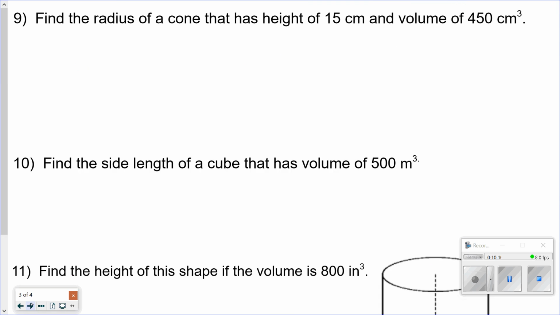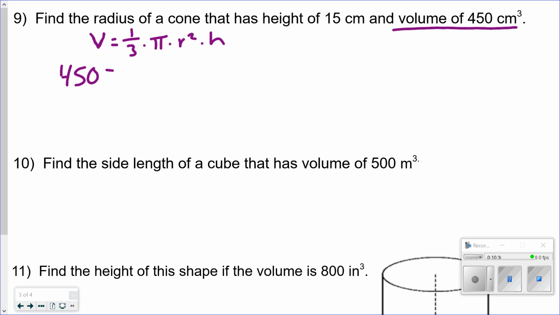Number 9, find the radius of a cone that has a height of 15 centimeters and a volume of 450 centimeters cubed. So here's our volume equation for a cone. Let's plug in what we know. We know the volume of our cone is 450, so 450 is equal to 1/3 times pi times r squared times the height, which is 15. Our goal here is to solve for r.